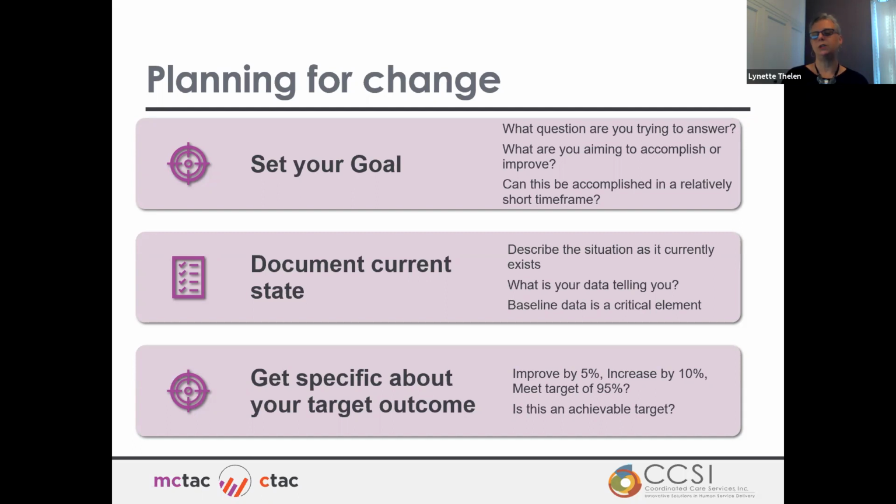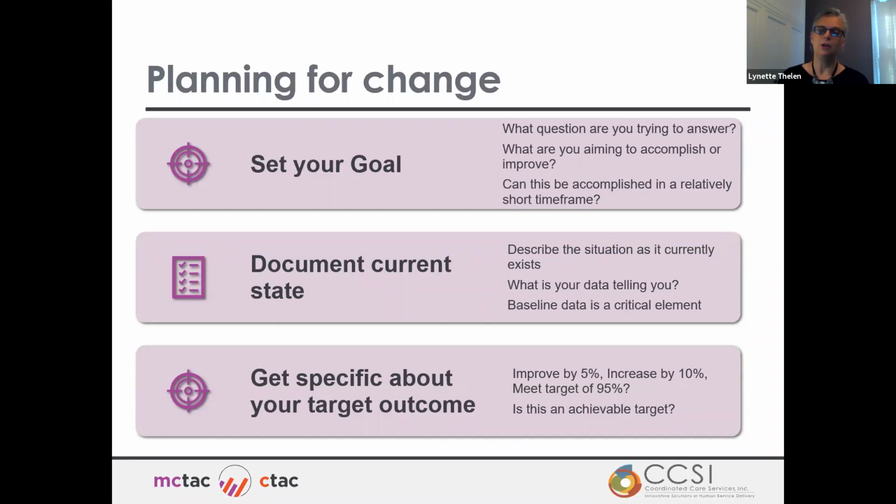And make sure you're really specific about your target outcome. So when we make statements like, well, we want to improve our show rates, that's a lovely statement, but it's not very specific. So you really want to put something in there. We want to improve by 5%. We want to increase by 10%. We want to meet a target of 95%. That gives you something very specific to aim for.